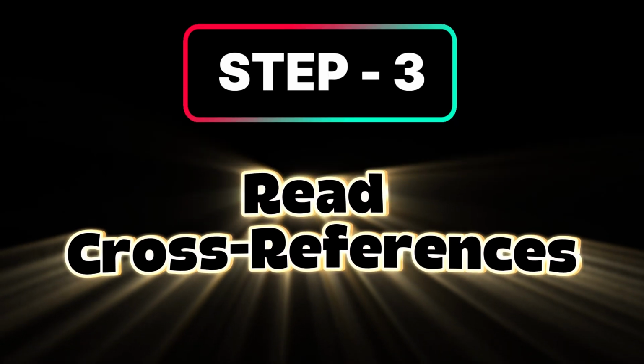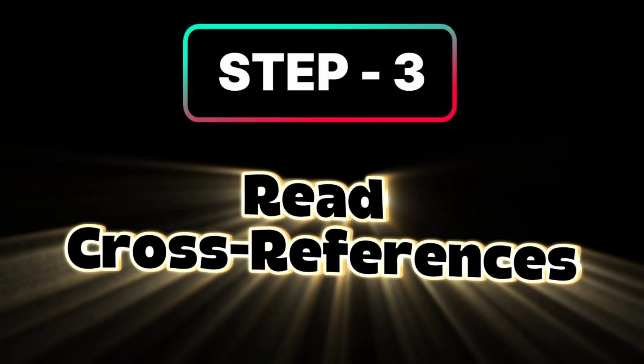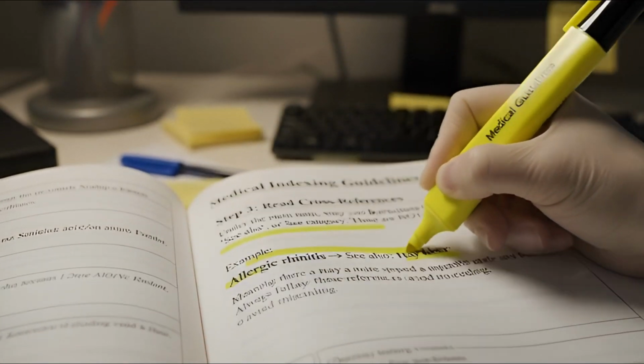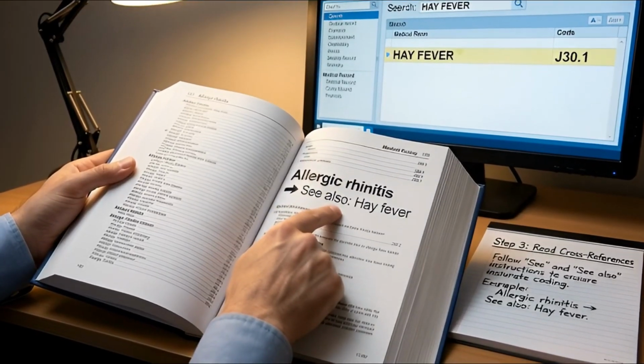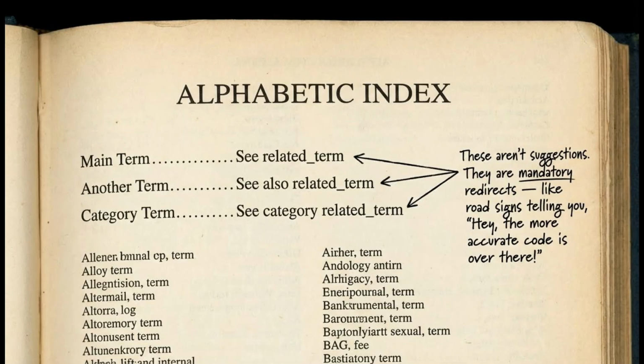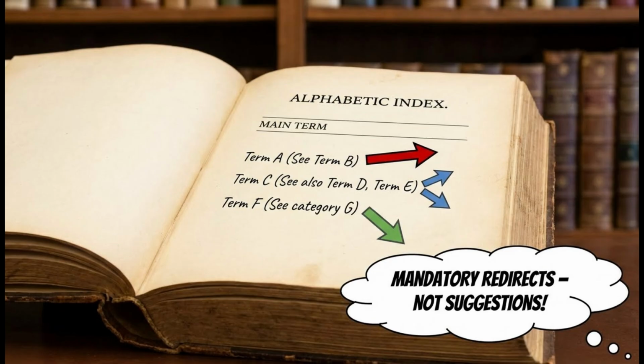Step 3, read cross-references. Step 3 is where many new coders slip, but you won't because this one rule will save you from tons of errors. Cross-references in the alphabetic index are not optional. When you look up your main term, you'll often see little instructions beside it. They might say things like see also, see category. These aren't suggestions. They are mandatory redirects, like road signs telling you, hey, the more accurate code is over there.